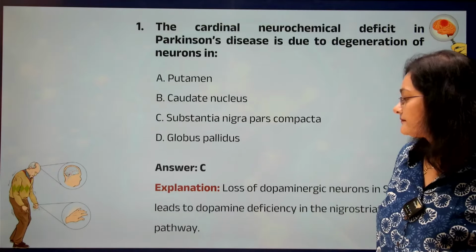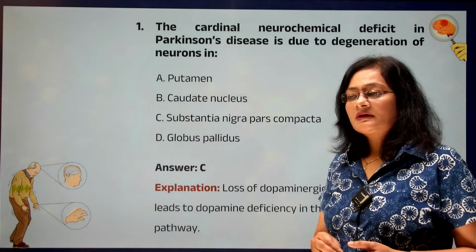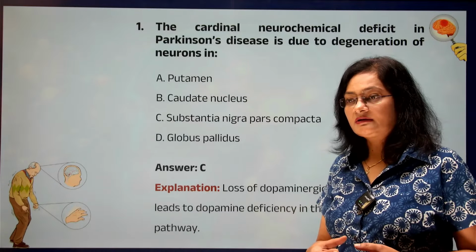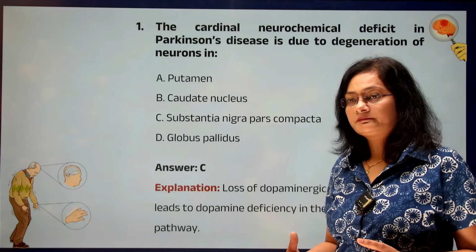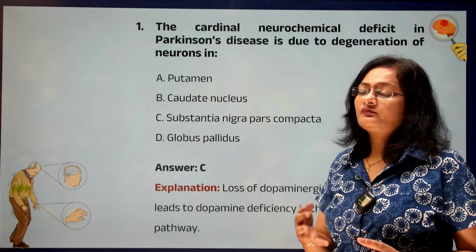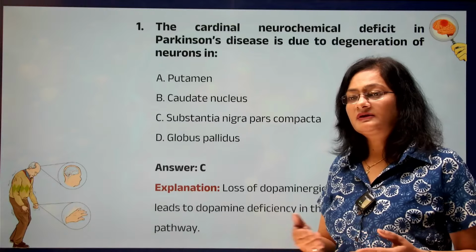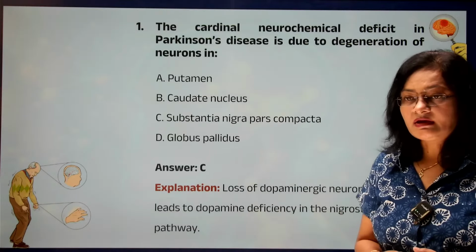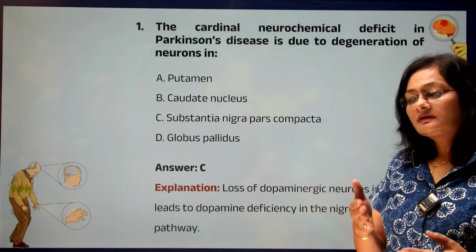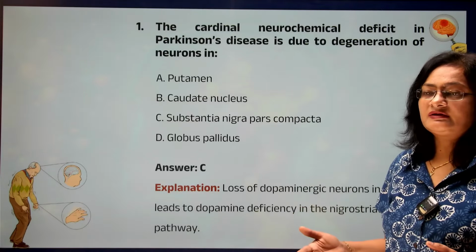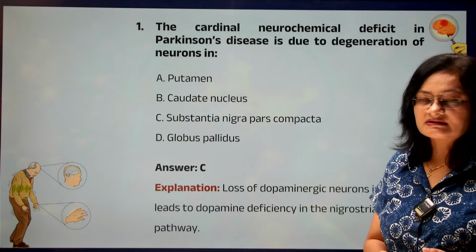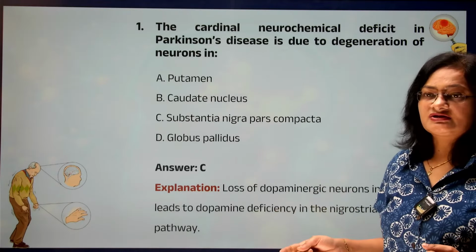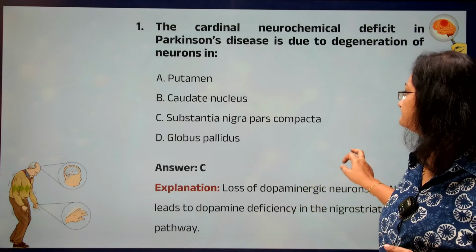The answer will be C, because there is affection of dopaminergic neurons. Dopamine is the neurotransmitter which is present in the brain and is responsible for controlling movement. Whenever there is loss of dopaminergic neurons, the majority of the receptors will be destroyed, and clinical features of Parkinson's will be produced, resulting from affection of substantia nigra pars compacta.